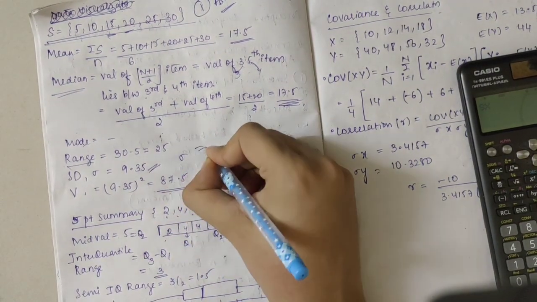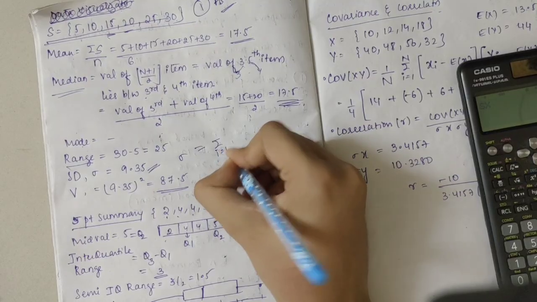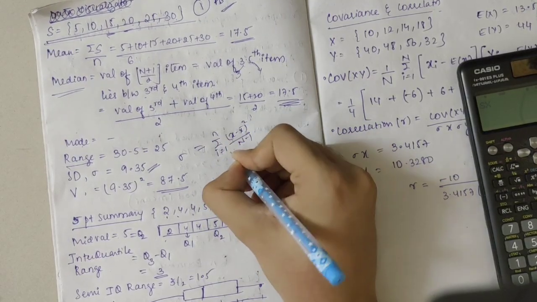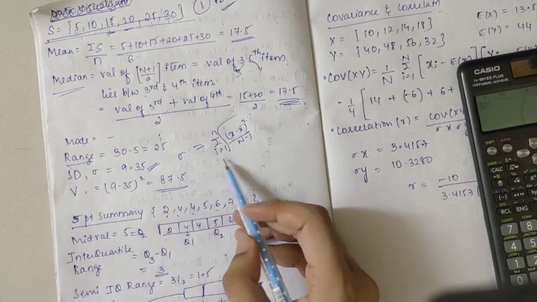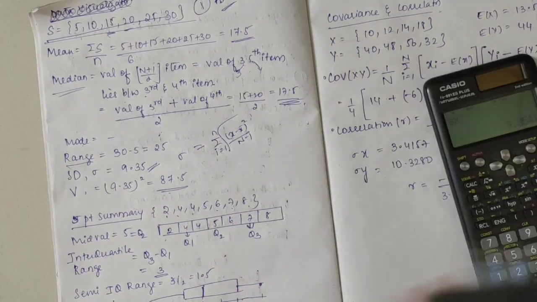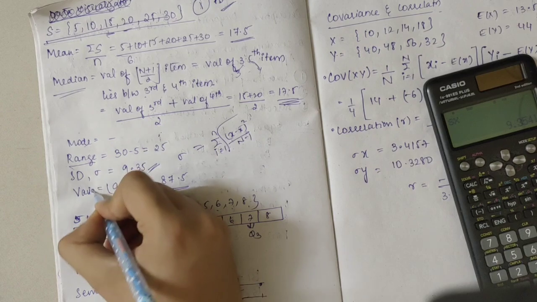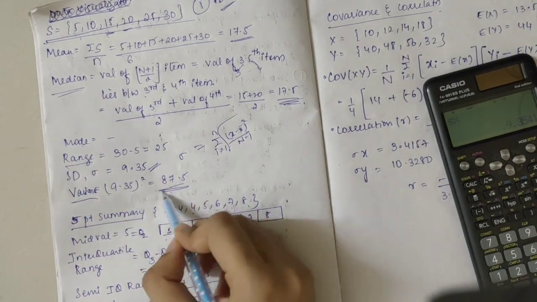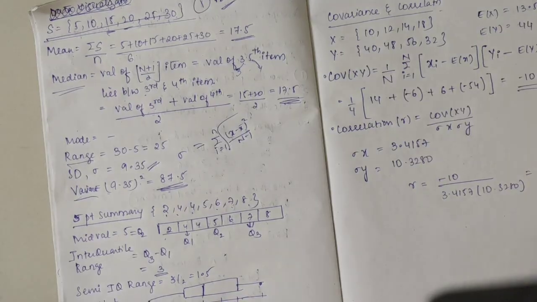So sigma is equal to the square root of summation i is equal to 1 to n, (x minus x bar) whole square, by n minus 1. So this is the formula for standard deviation. Instead of substituting the value here, directly calculate it using the calci. Then for variance, it is the square of standard deviation. So 9.35 square, I get 87.5.